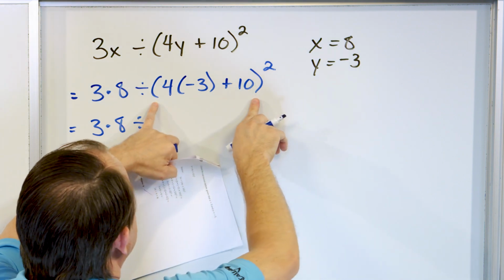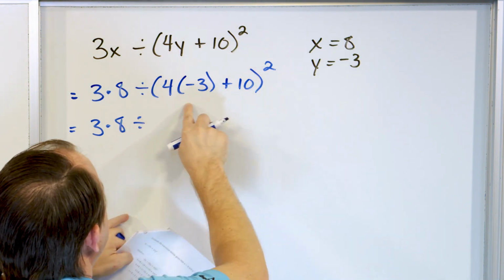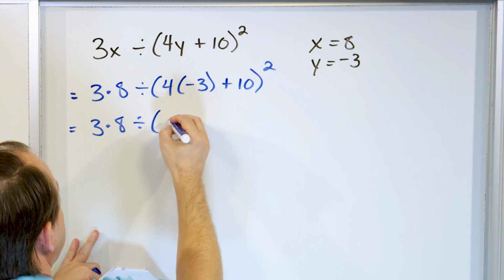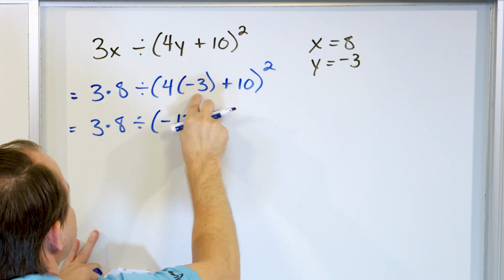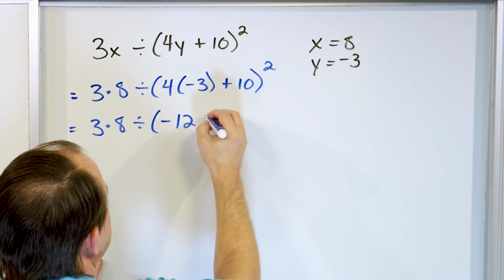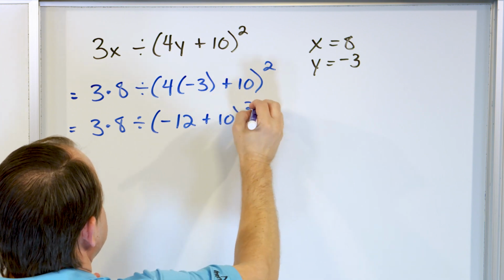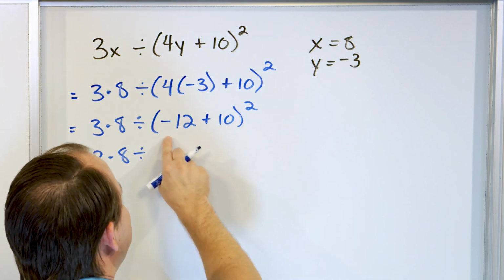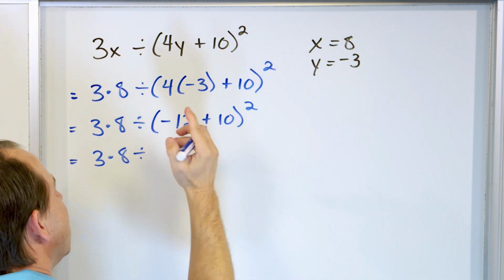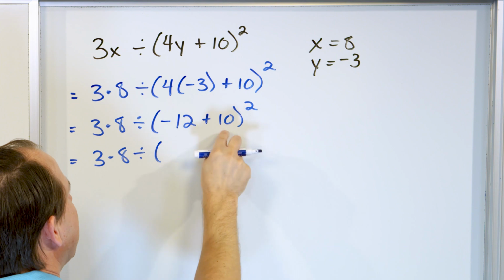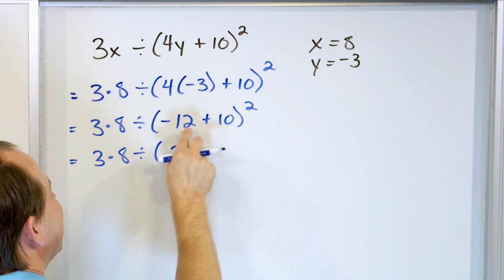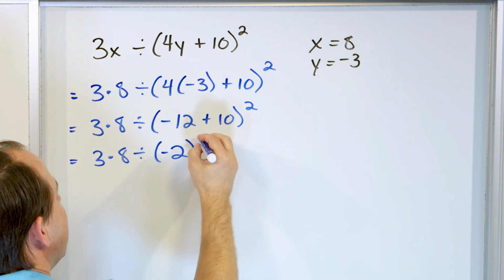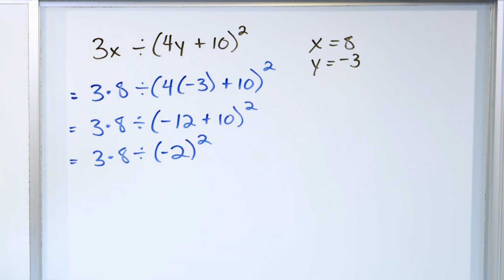In the parentheses here, I have multiplication and addition. I multiply. 4 times 3 is 12, but it has to be negative 12 because it's 4 times negative 3. And I'm adding that 10, and then quantity squared. Next step, I have to continue working on what's inside the parentheses. I'm adding two numbers with opposite signs, so really I subtract them. 12 minus 10 is 2. The sign goes with the larger absolute value, and so it actually becomes negative 2.